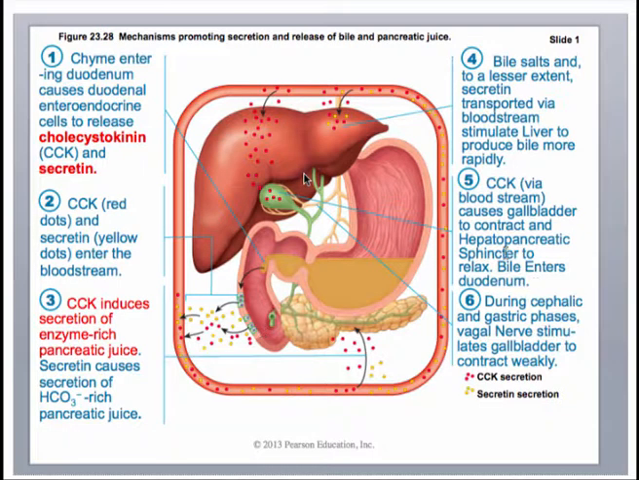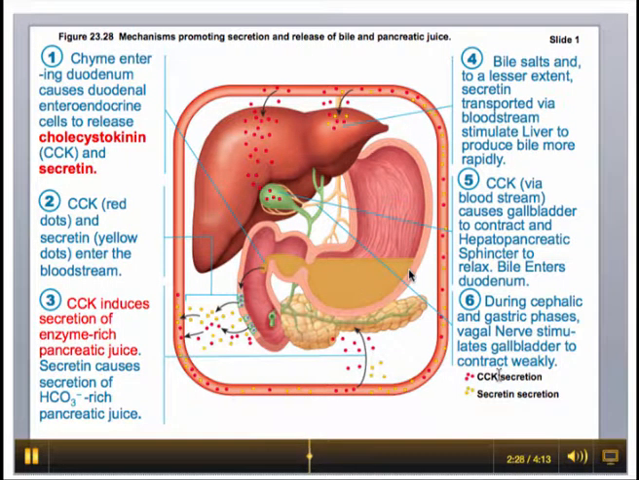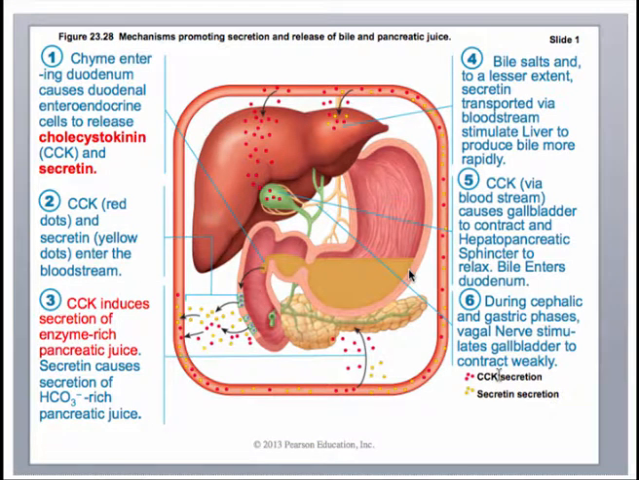Here it's talking about the hepatopancreatic sphincter, and that's really just this region right here that opens, and that's going to allow bile to come in through the common bile duct, and then here's that pancreatic duct. And then also during different phases that the nervous system can control, the vagus nerve can stimulate the gallbladder to also contract. So here, again, just looking at the combination of all these different organs and hormones working together.